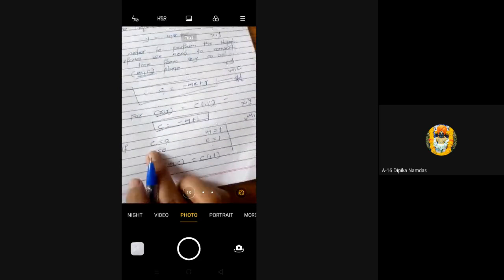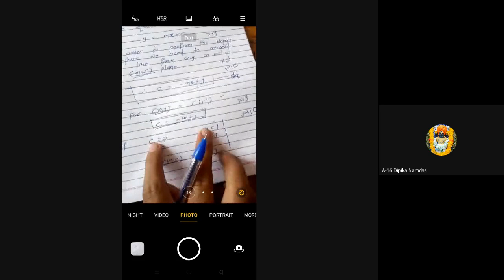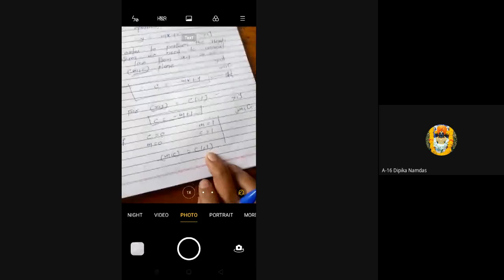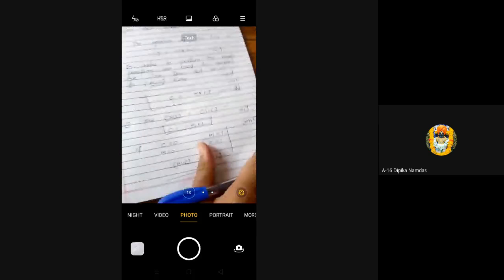Okay, so if we want to find the value of m, for m we have to put the value of c as 0, and for c we have to put the value of m as 0. So everyone clear how we can calculate the first coordinate m comma c? So it is clear? Yes, sir. Okay, so now we'll move towards the second coordinate.